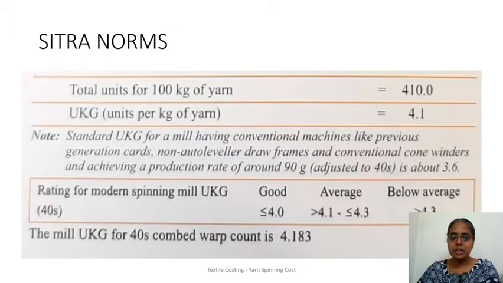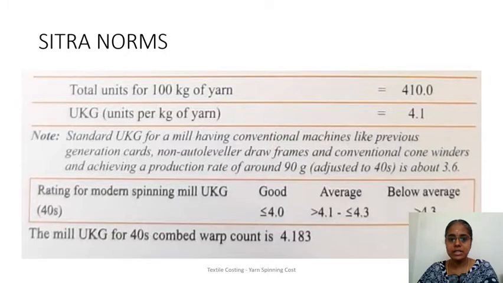So what is UKG? If we have 410 units, this picture is taken from Sitra norms. The total units for 100 kg of yarn, if it is 410, then UKG means 410 divided by 100, you get 4.1. So UKG is 4.1.